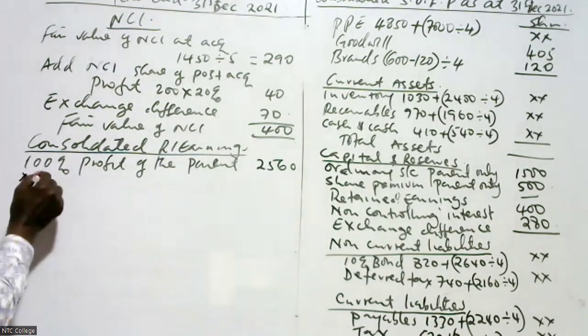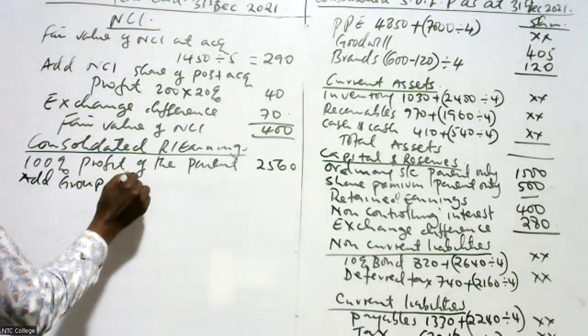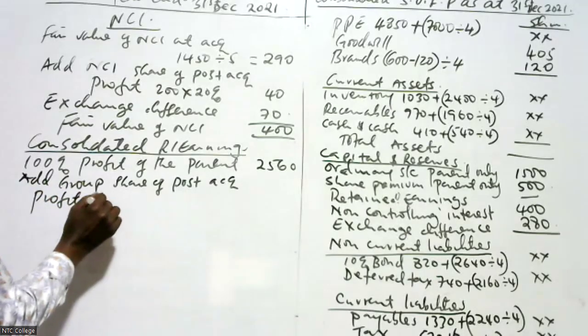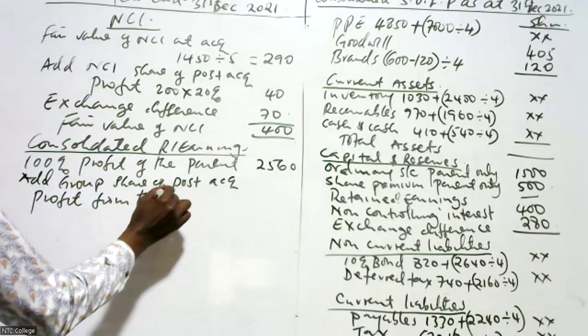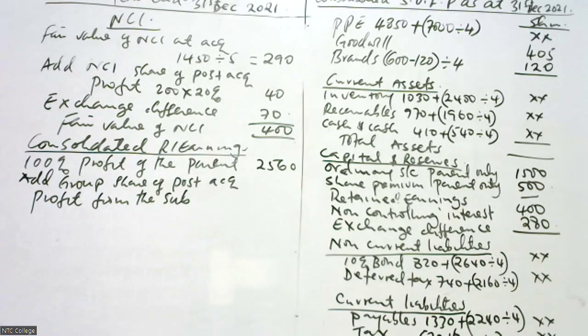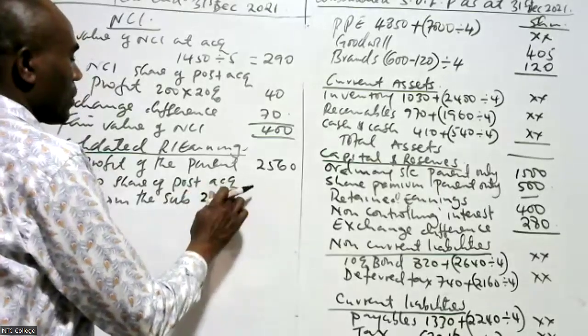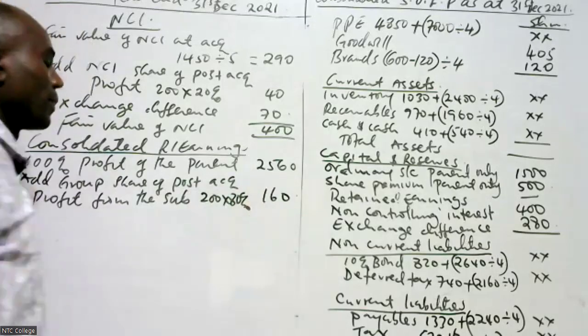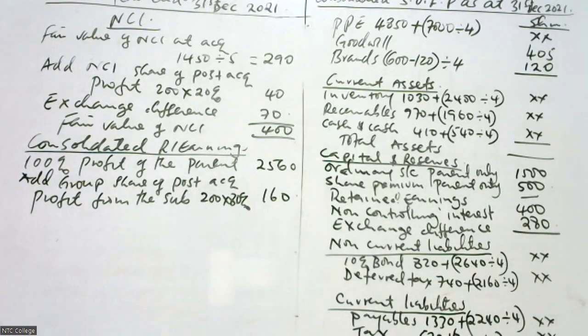Then I add group share of post-acquisition profit from the subsidiary, which is 200 times 80%. 200 times 80%, 160. 160 there. Let me confirm.